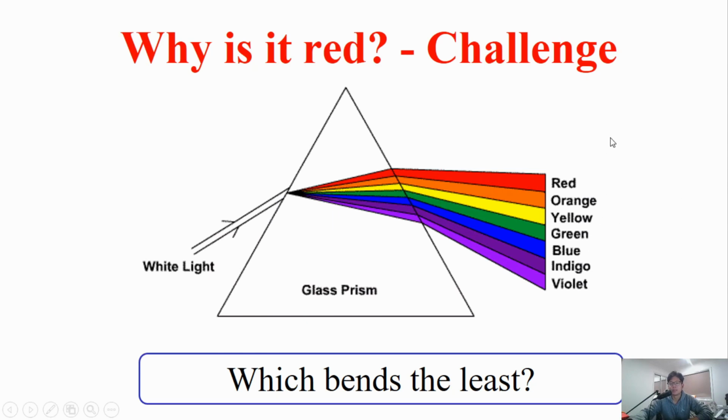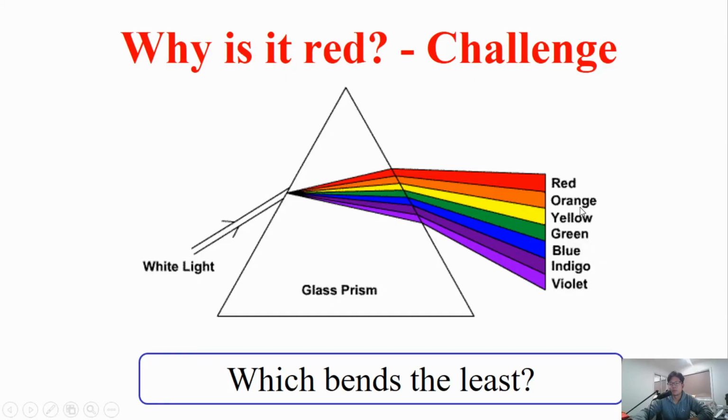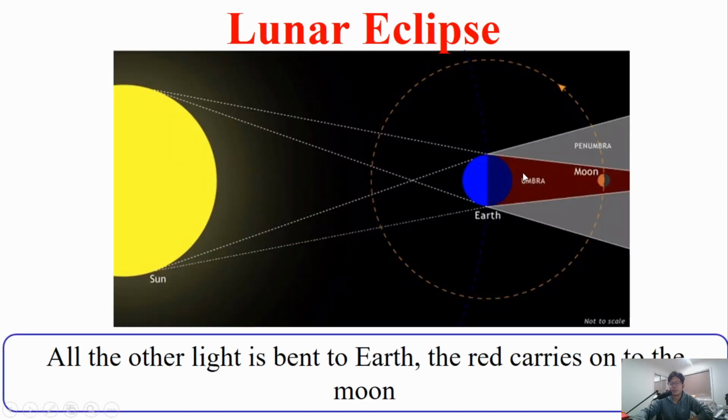So when the sunlight goes through the Earth's atmosphere, it's also like a prism, and the light is bent in this case as well. Because all the other colors below red bend much more, they get bent right onto the surface of the Earth, so that light will go onto the Earth. Red, on the other hand, bends much less, so it goes through the atmosphere and onto the moon, which is why the moon appears red.